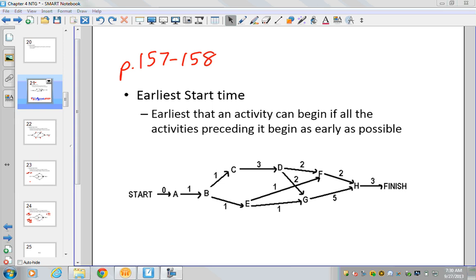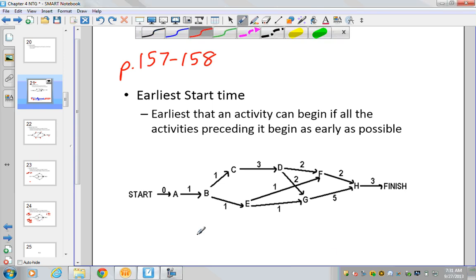Okay, in this video, we're going to be talking about the earliest start time. And if you would like to follow along in our book, or if you'd like to work through more examples, it's going to be on page 157 to 158. The earliest start time, just putting it very simply, is finding what is the earliest time that an activity can begin. Okay, so let's go ahead and get started with this example here.